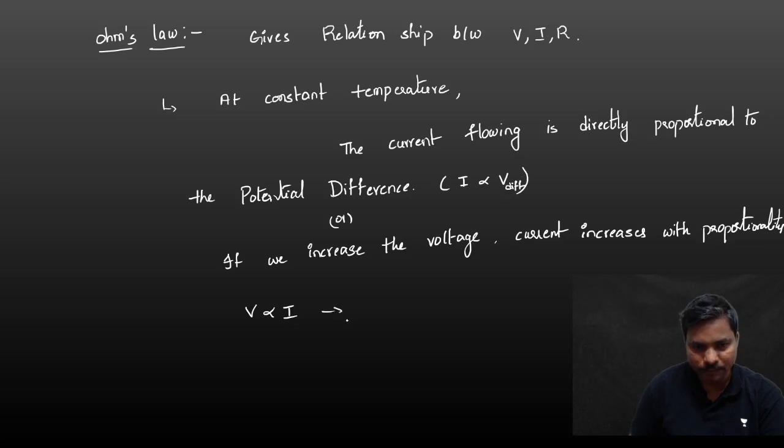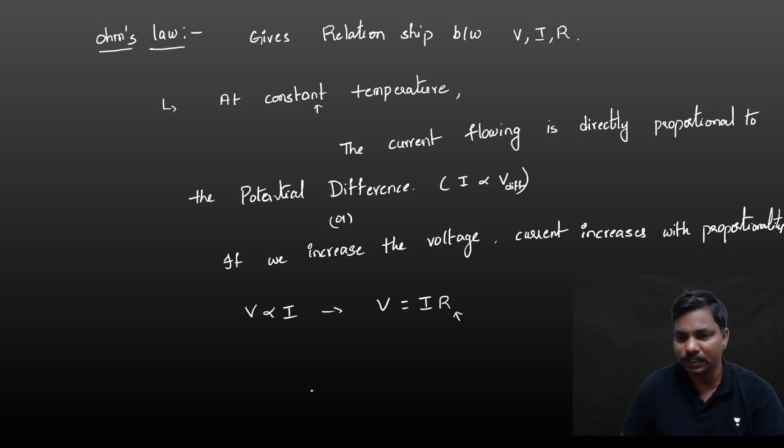So V is equal to I into R. If you replace the proportionality with equal to, we have to add one constant. That constant is equal to R. This will be true only when the resistance is constant, that is, when the temperature is constant. V is equal to I into R is a very important relationship between voltage, current and resistance.